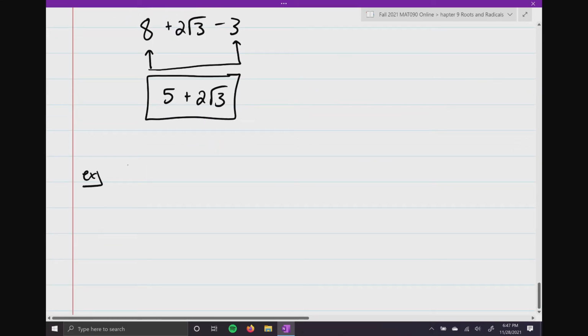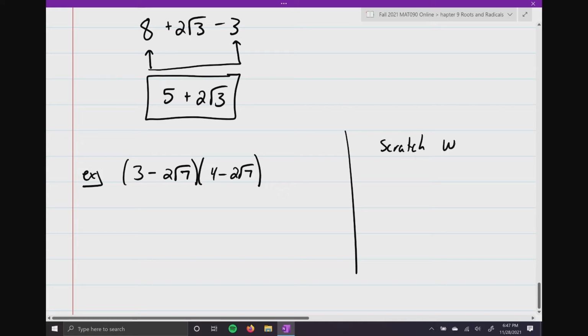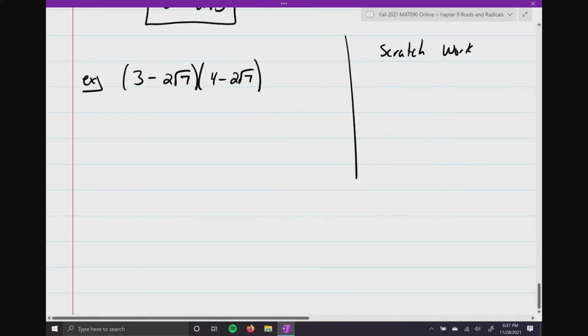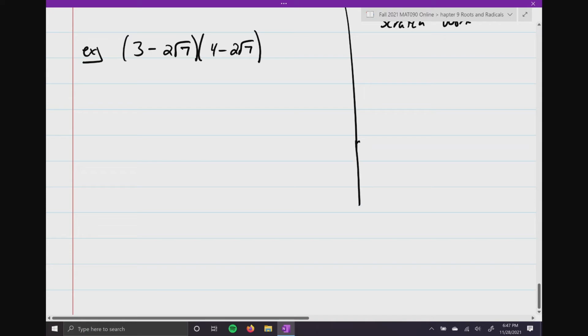So we'll do 3 minus 2 square root of 7 times 4 minus 2 square roots of 7. I'm just going to draw a little line, put scratch work over here in case I need it. So I like to underline and then draw little arrows so I know I'm distributing. 3 times 4 is going to be 12. 3 times negative 2 is negative 6 square root of 7.